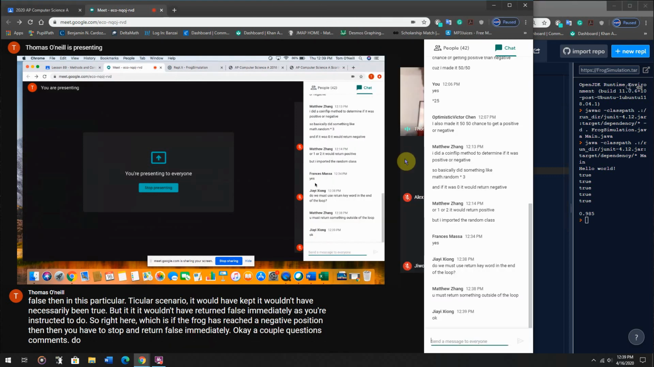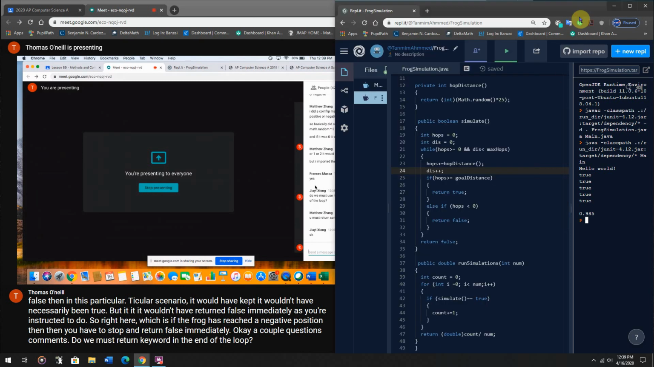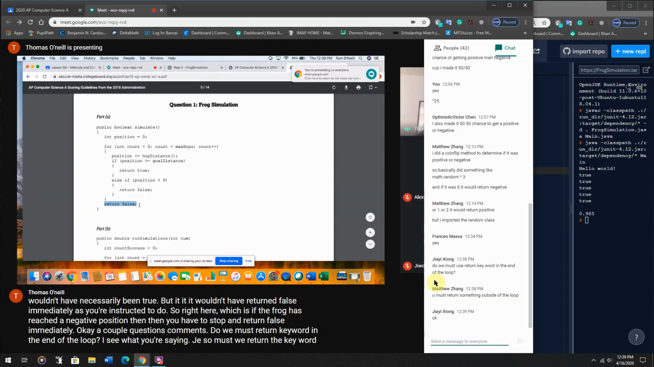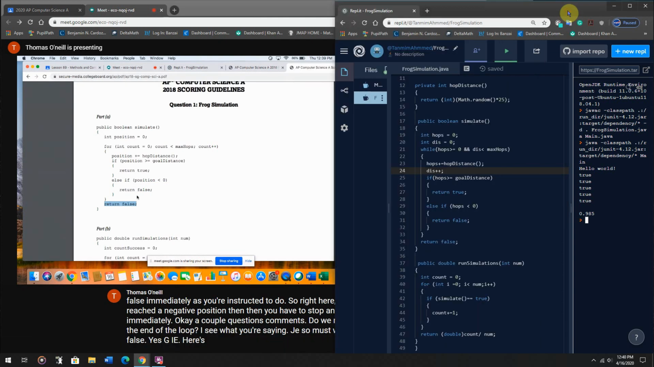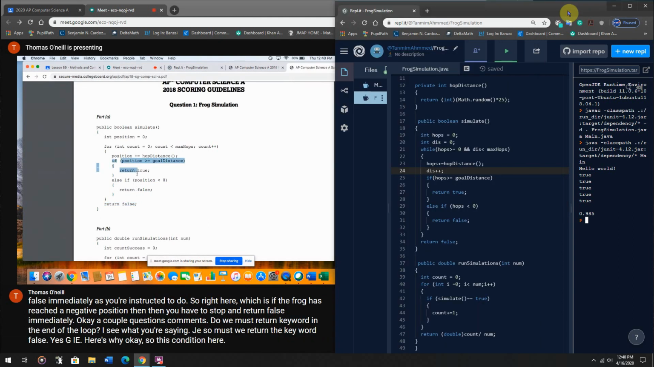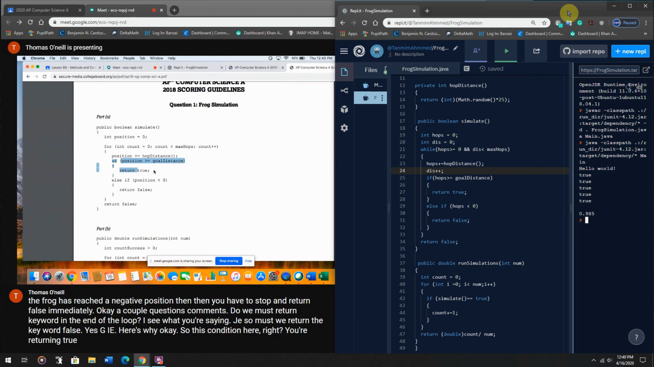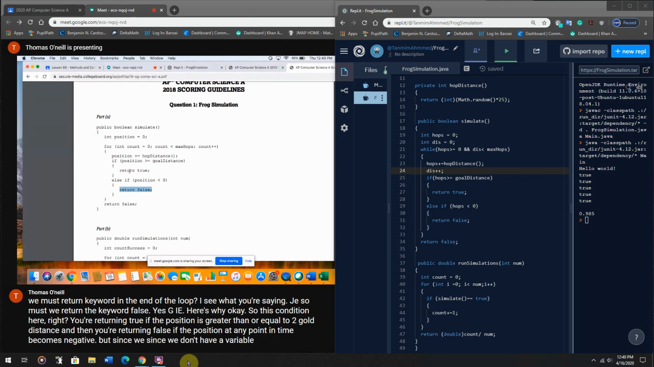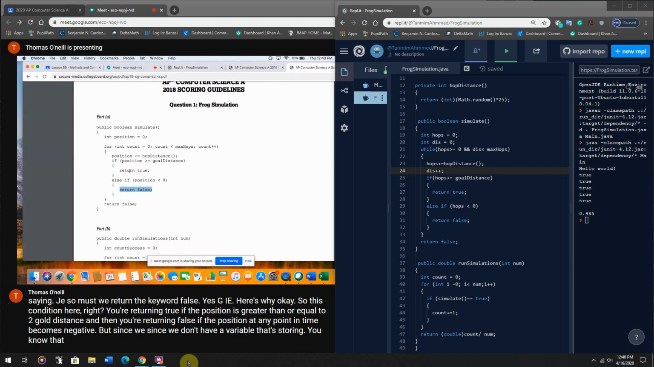Do we must return keyword in the end of the loop? I see what you're saying, Jai. So must we return the keyword false? Yes, Jai. Here's why. Okay? So this condition here, right? You're returning true if the position is greater than or equal to goal distance. And then you're returning false if the position at any point in time becomes negative. But since we don't have a variable that's storing a value of true or false, you can just say return true or false.